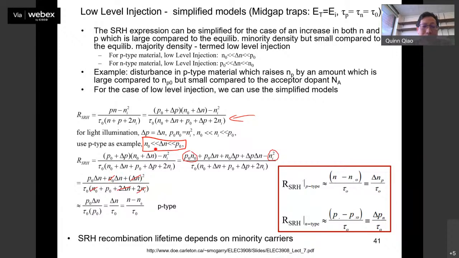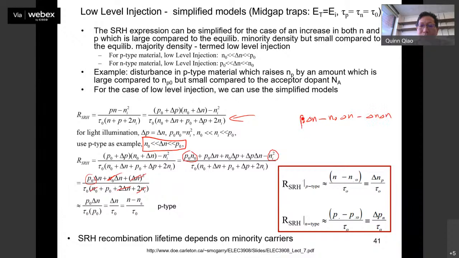Here delta N is bigger than that, right? And you can get rid of this part, and since the P0 here is much bigger than delta N, you can cancel that delta N, right? Cancel this, cancel that. Okay, P0, right? Delta N minus what? N0, delta N plus minus delta N, right?